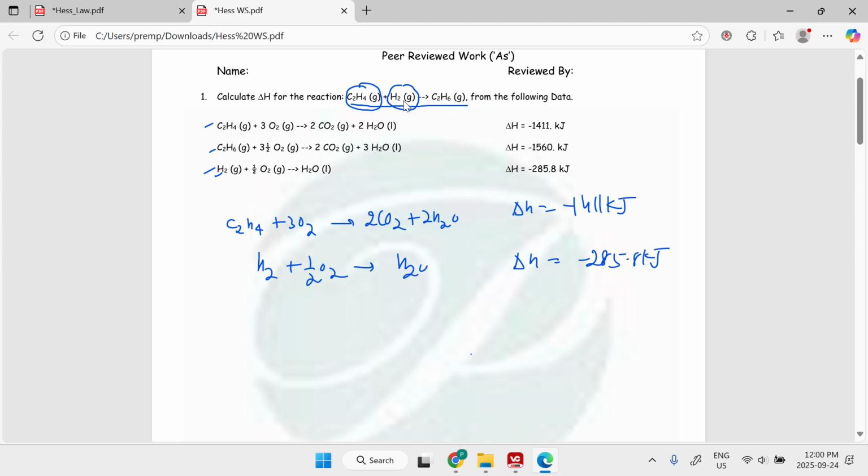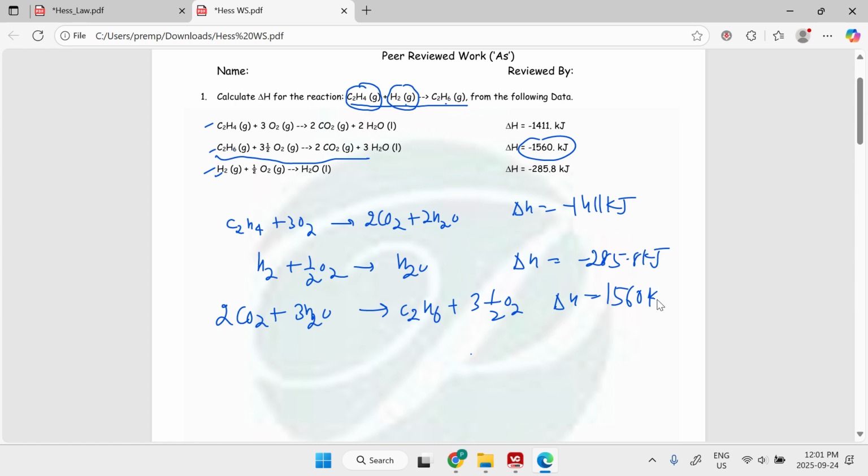The thing that I'm looking for on the product side is only C2H6, but that needs to be on the product side. So now this is the reaction, but C2H6 is on the reactant side. So what we do is flip this whole reaction. So we have 2CO2 plus 3H2O equal to C2H6 plus 3.5 O2, and remember when we flip it, the delta H sign will also change. So instead of negative, now it will be positive 1560 kilojoules. And let us try to add this reaction. So let us see what we can do here.